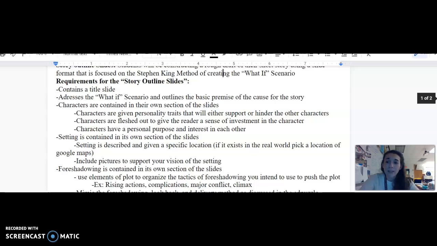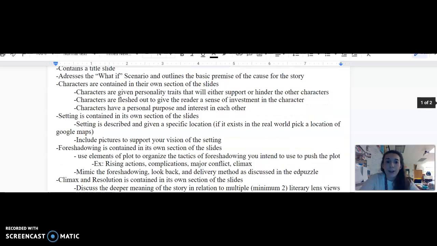Your next set of slides in this project is going to be about foreshadowing. So that is contained, and when I say contained, I mean that you have like a title slide dividing these into sections. So foreshadowing is contained in its own section of the slides. You're going to use elements of plot to organize the tactics of foreshadowing you intend to use to push the plot. So let's talk rising action.